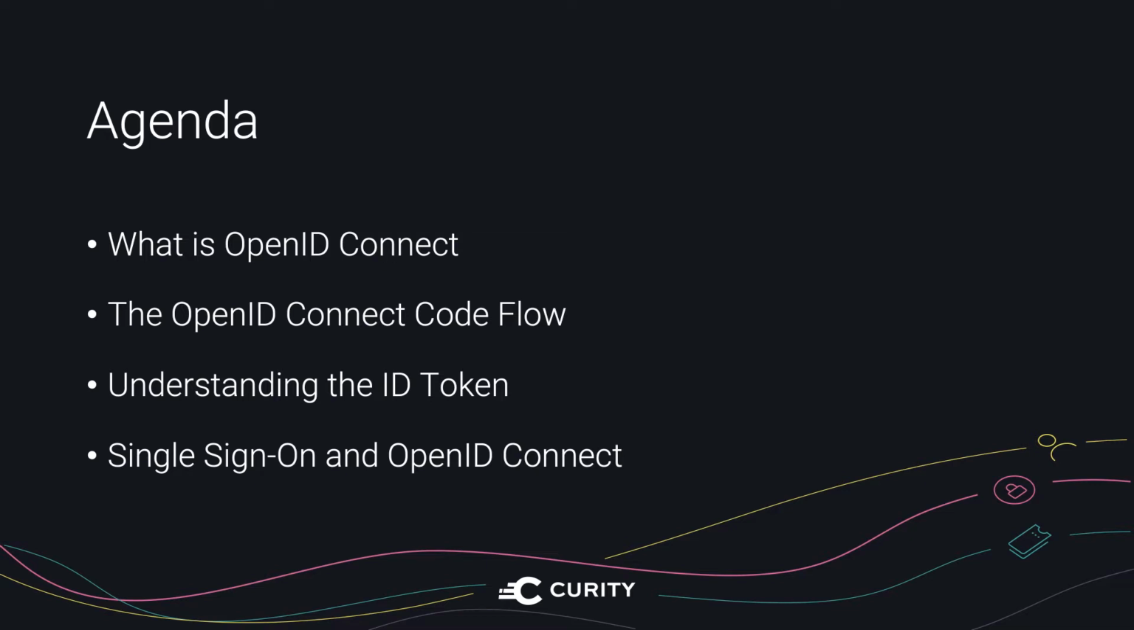So we'll go through what OpenID Connect is, and more specifically, the OpenID Connect code flow. And we'll see how that's different and similar to the OAuth code flow. We'll also look at the ID token by example, and look at the inner workings of the token and see how it can be used. And finally, we go through single sign-on. OpenID Connect has that nice side effect that multiple websites can single sign-on using the OpenID Connect provider.